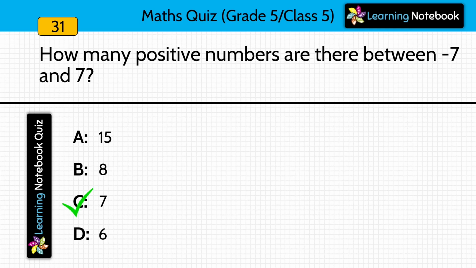Answer is 7. There are only 7 positive numbers because we know from -7 till -1 all are negative numbers. Then we have 0 which is considered neither as a positive number nor as a negative number. And then we have 1 to 7. Only those numbers are positive numbers.